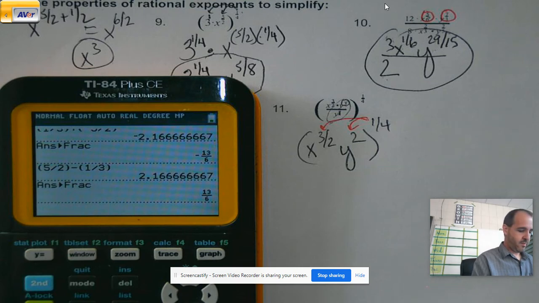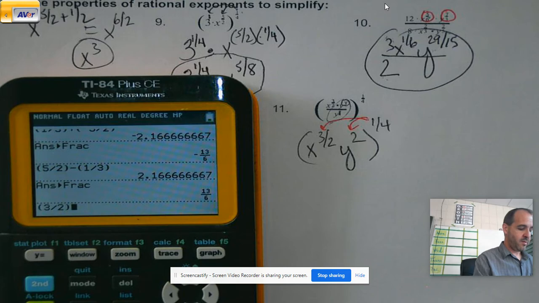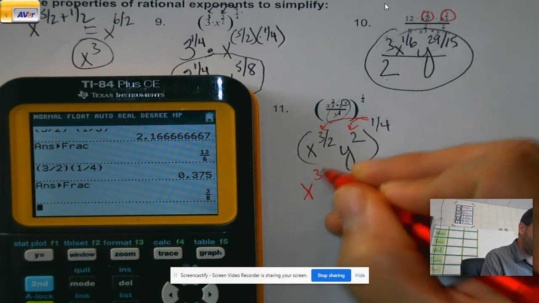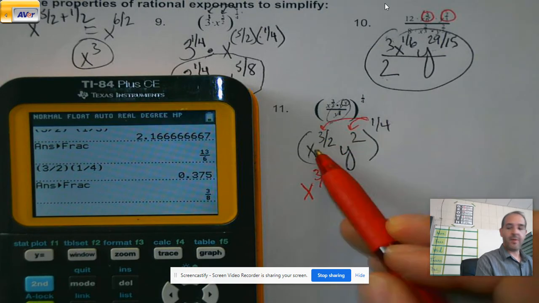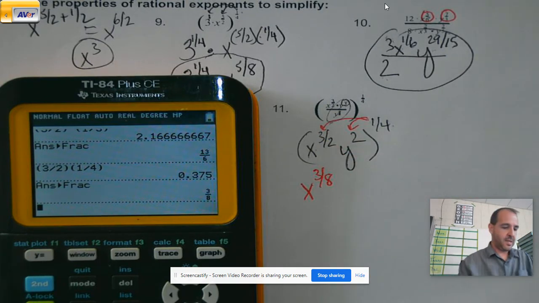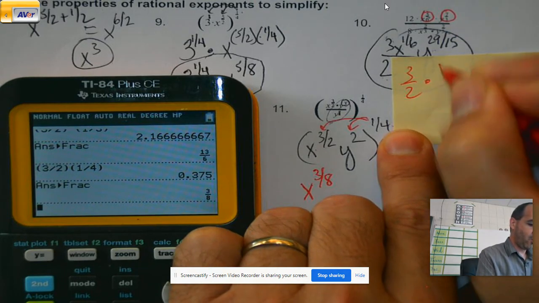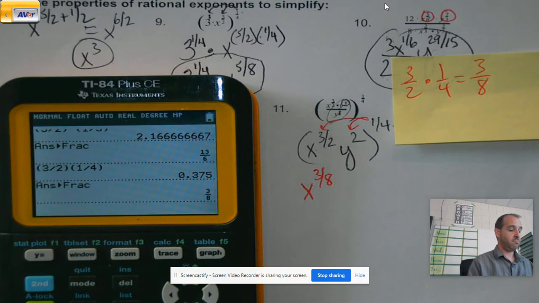We've got help if we want it. Oops, 32 will not help us though. 3/2 times 1/4, math, enter, is 3/8. So x to the 3/8. Or again, when you're multiplying, I don't know why I didn't think about telling you this before right now. When you're multiplying, you're just multiplying straight across.